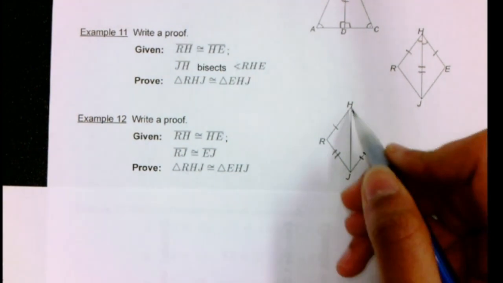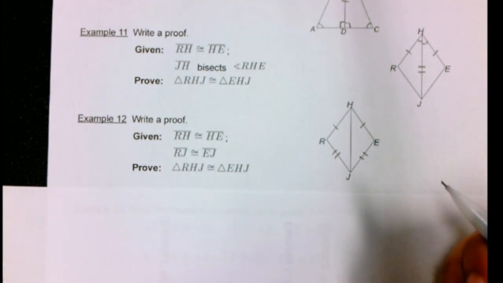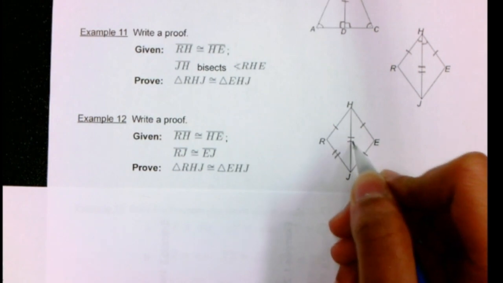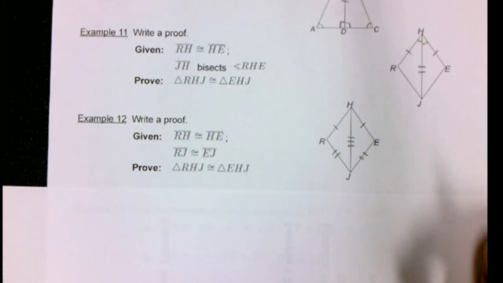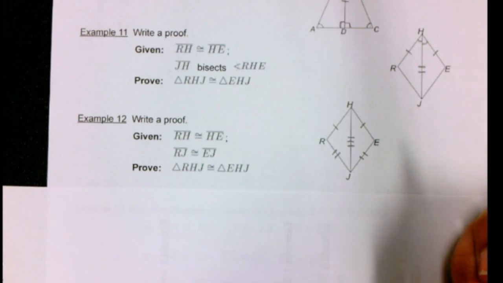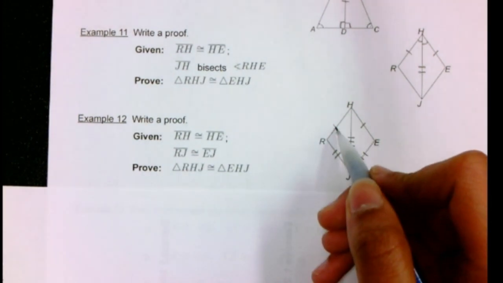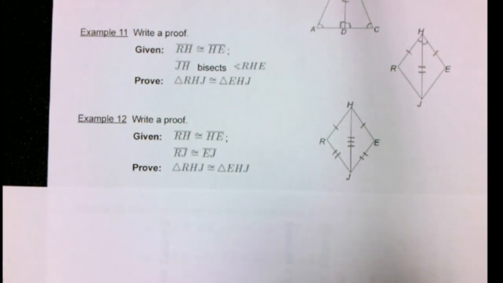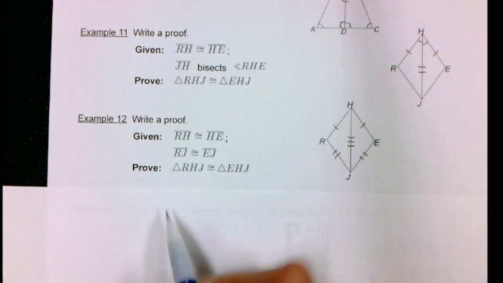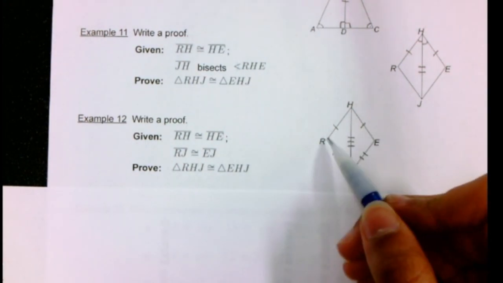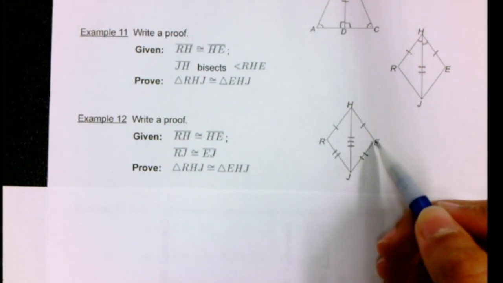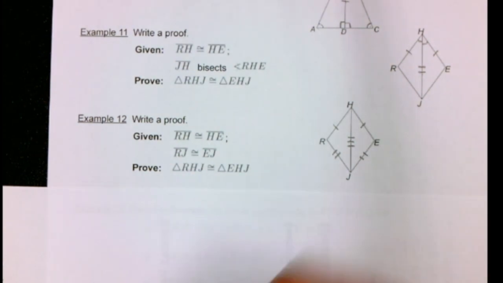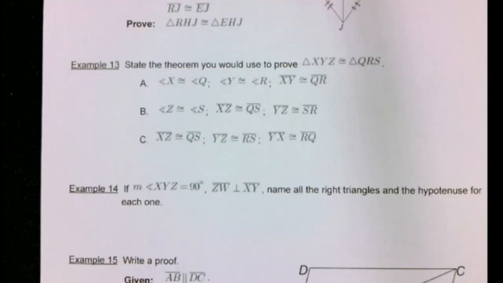12. So it's given that sides RH and HE are congruent to each other, and RJ and EJ are congruent to each other. So we need to show that side HJ is congruent to itself, which we use the reflexive property for. And then since we know that all of these sides are congruent to each other, we're able to prove that triangle RHJ and triangle EHJ are congruent to each other using the SSS congruence theorem.